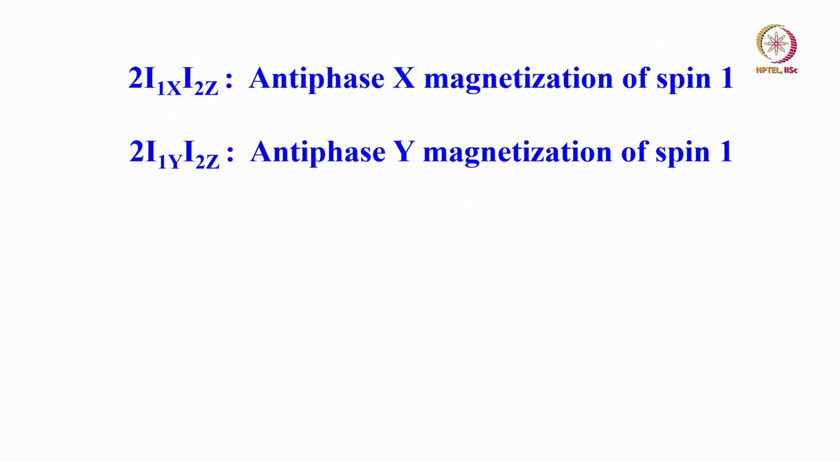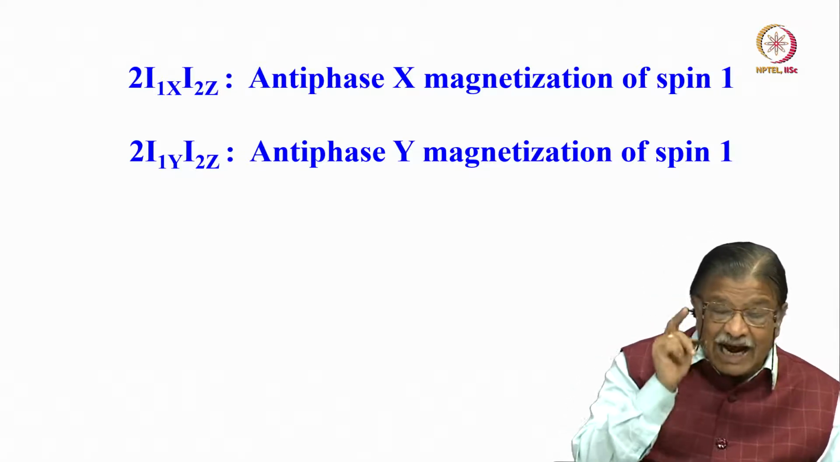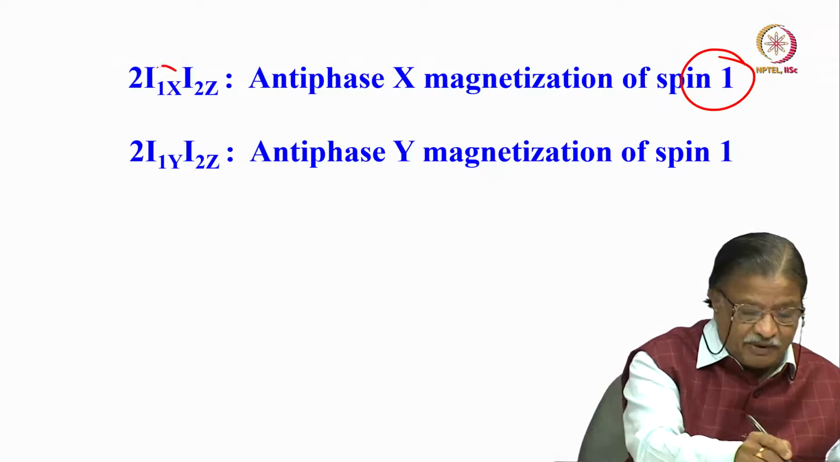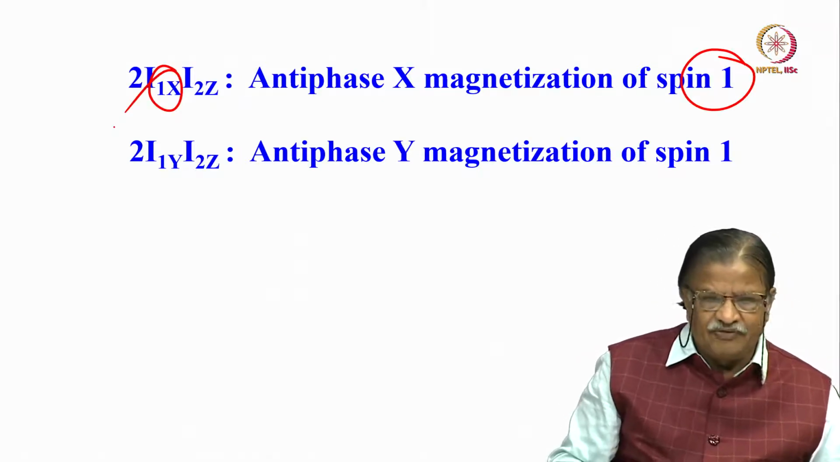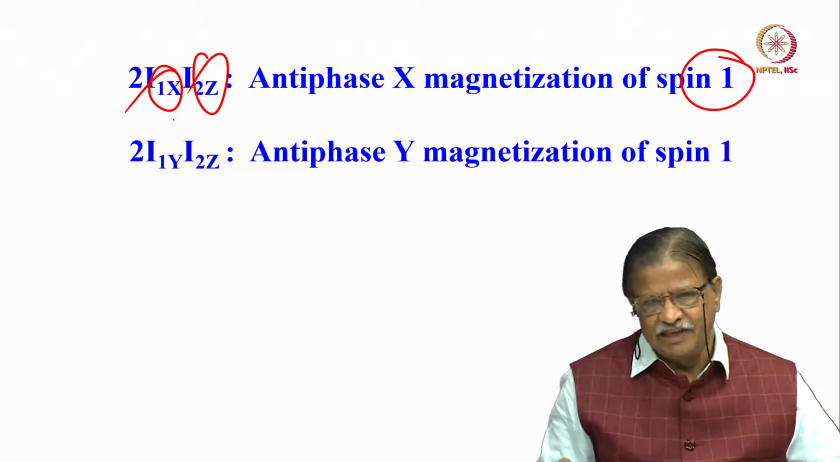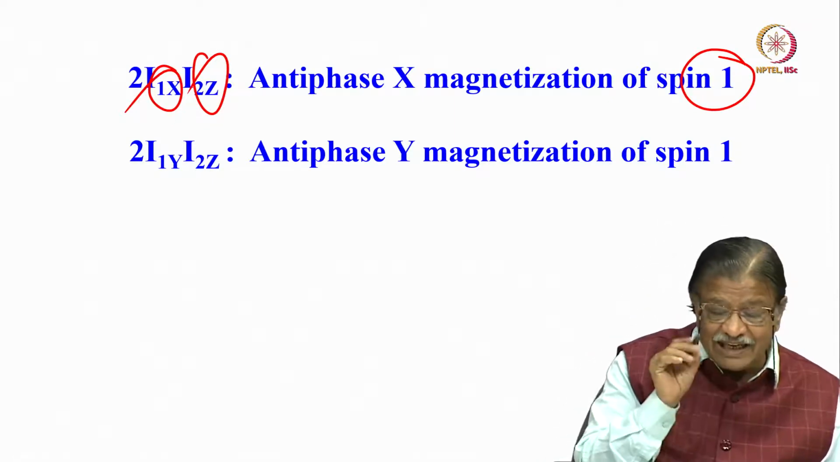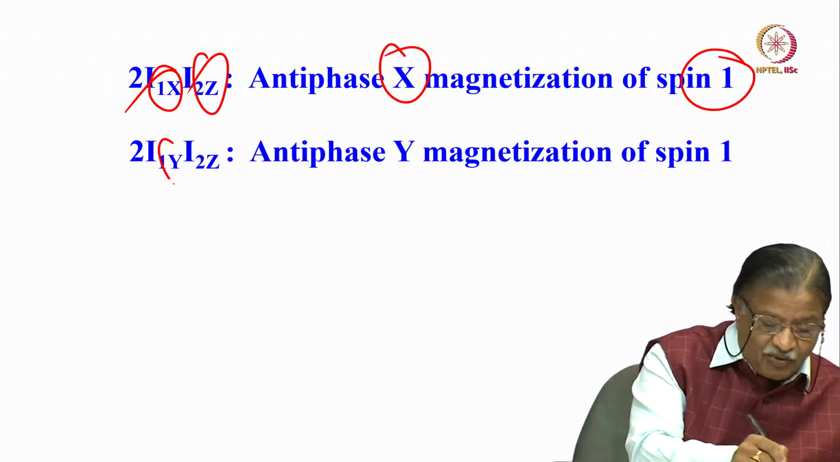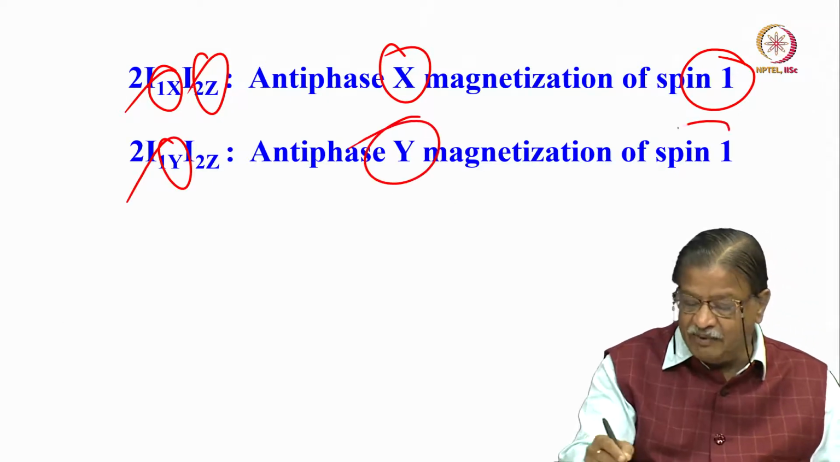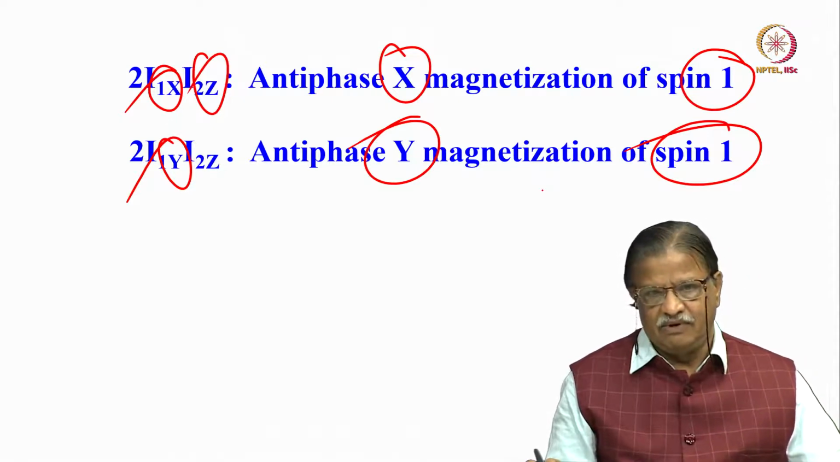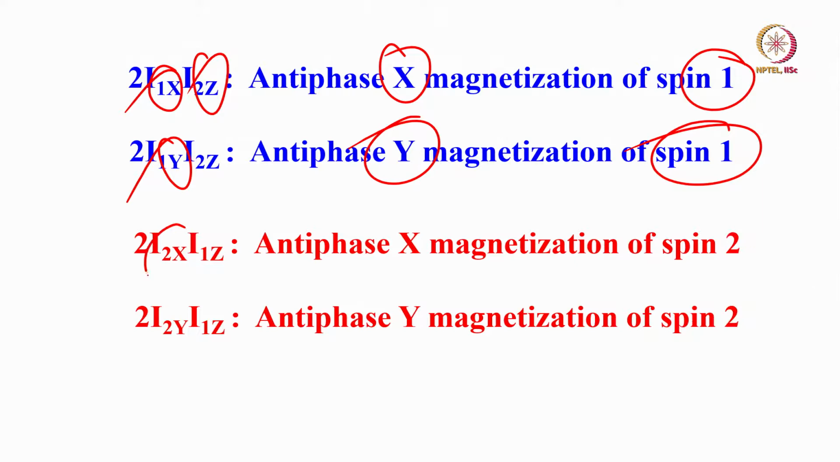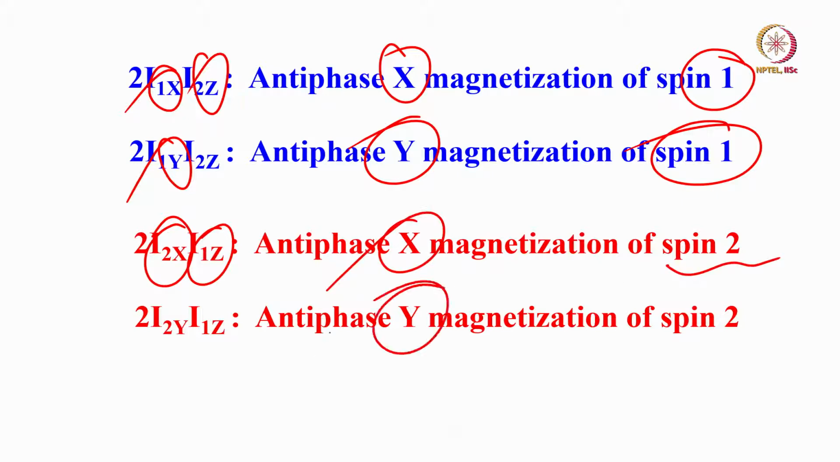2 I1x I2z, this product if you consider, it is an antiphase X magnetization of spin 1. You look at spin 1. For spin 2, it is along the Z axis here. Spin 1 is along the X axis. This is called antiphase X magnetization. If the same thing is along the Y axis, it is called antiphase Y magnetization of spin 1. You understand? Similarly, if I consider I2x and I1z, for the second spin also, we have antiphase X magnetization of spin 2 and antiphase Y magnetization of spin 2. This is what each of these operators mean.